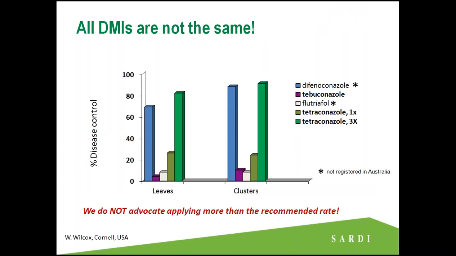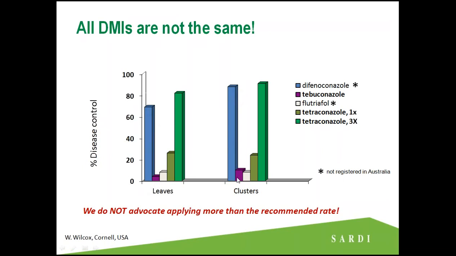Okay, and as I said, all DMIs are not the same. This is also data from Wayne Wilcox in the USA, just to show the different levels of control achieved with different fungicides. A couple of these, difenoconazole and flutriafol, are not registered in Australia on grapevines, so this is just experimental data. With difenoconazole, we're getting 75% or 70% disease control on leaves, and quite high percent control on clusters.